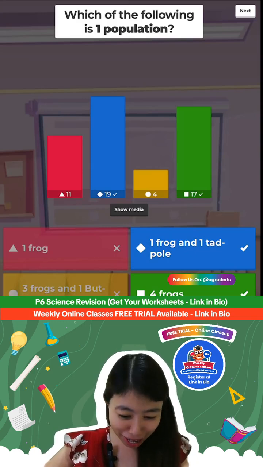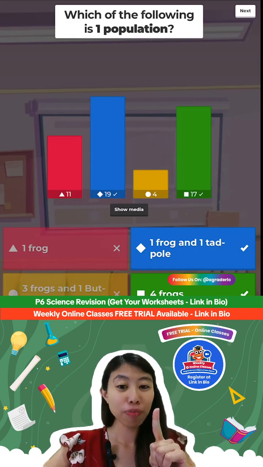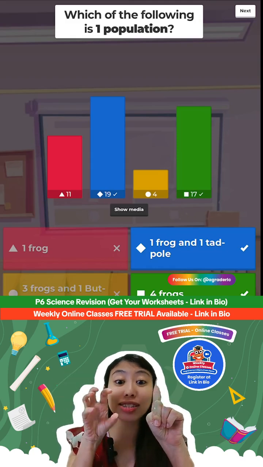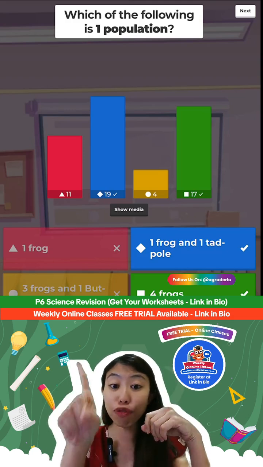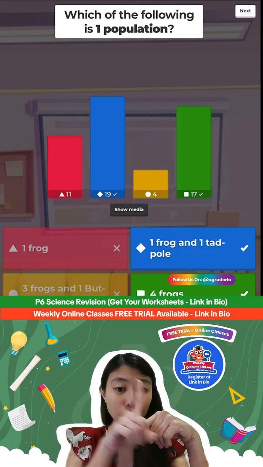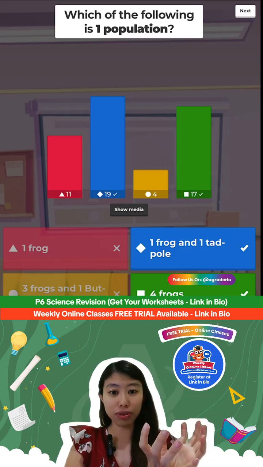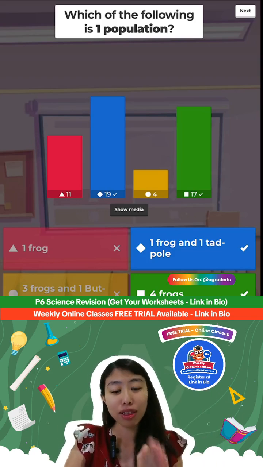Oh, very hard. Okay, so always remember a population. I only want one population. Any organism within the same life cycle is considered one population. One frog is only one organism. A population must be a group of animals of the same kind or the same type living together.